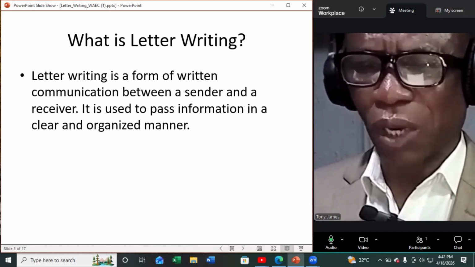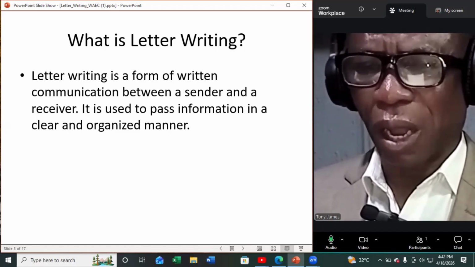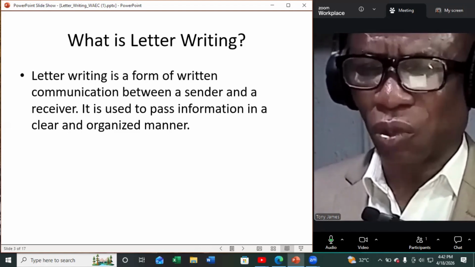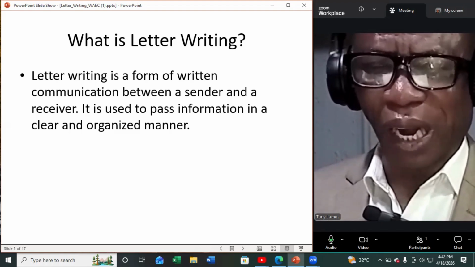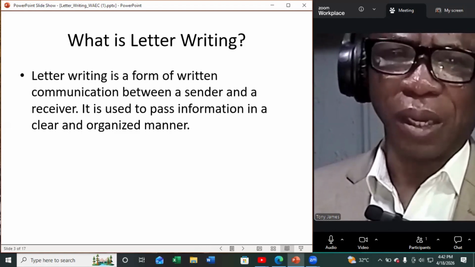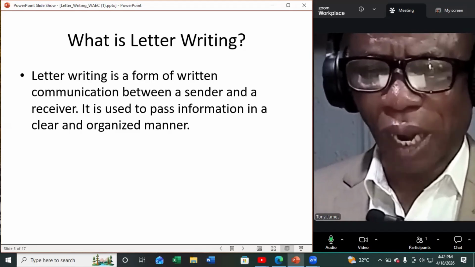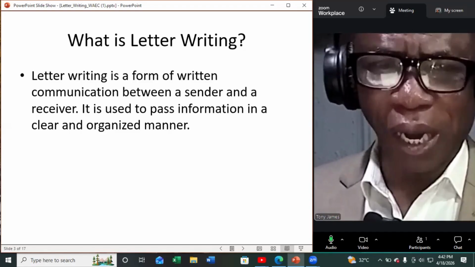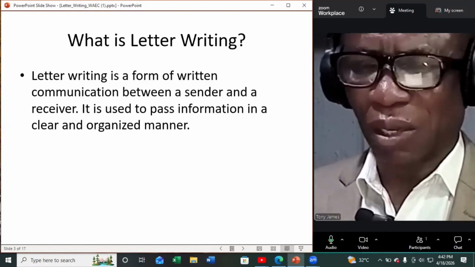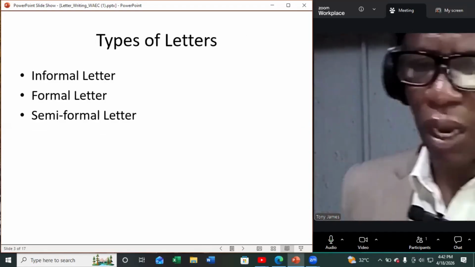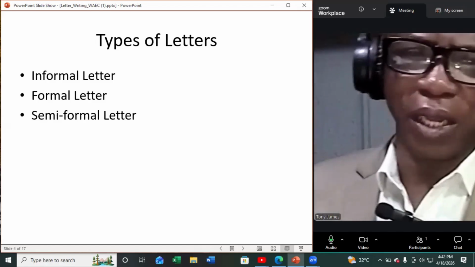Also, the student should know that letter writing is used to pass information in a clear and organized manner. That is, there are laid down rules that spell out how clear the information should be, how organized the information should be. And that is what we shall show the student. Now let's go into the types of letters.